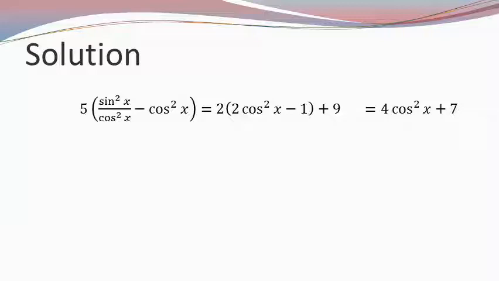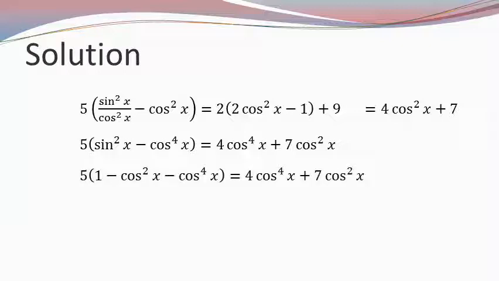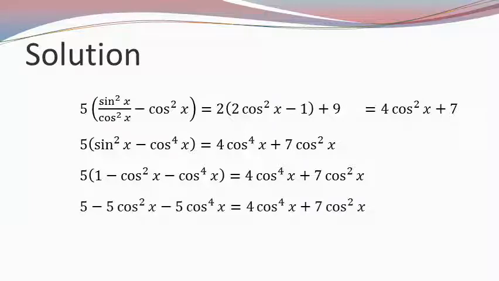Now multiplying both sides of this equation by cos squared x, we can write it down in this form. Now sin squared x is equal to 1 minus cos squared x. So we can replace it and we can write down the equation in this form. So expanding everything, we get this, and now we can bring all the terms to one side and we find that we have a quadratic equation in cos squared x.